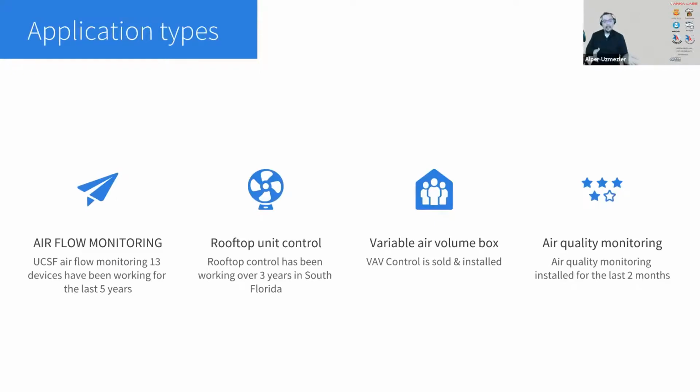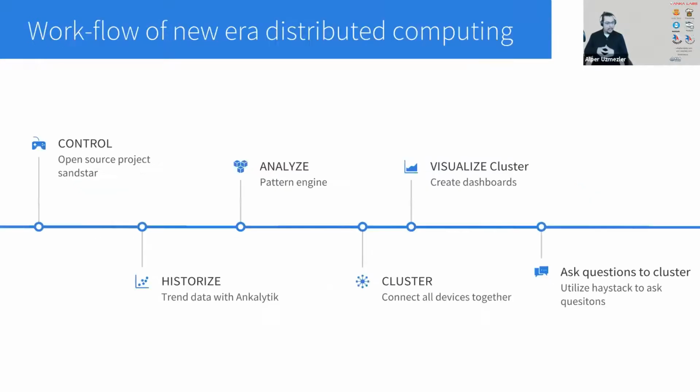Application types, exactly what Matthew actually demonstrated. We have done the airflow monitoring. We have done a rooftop unit system, variable air volume boxes, and indoor air quality sensors. So the application types aren't limited to a single system. You can think out of the box and apply this distributed computing anywhere that you might see fit. Next slide, please. So the workflow of a new era distributed computing is that you control, historize, analyze, and cluster and visualize and ask questions. It's kind of replicated to the last slide. So next slide, please.